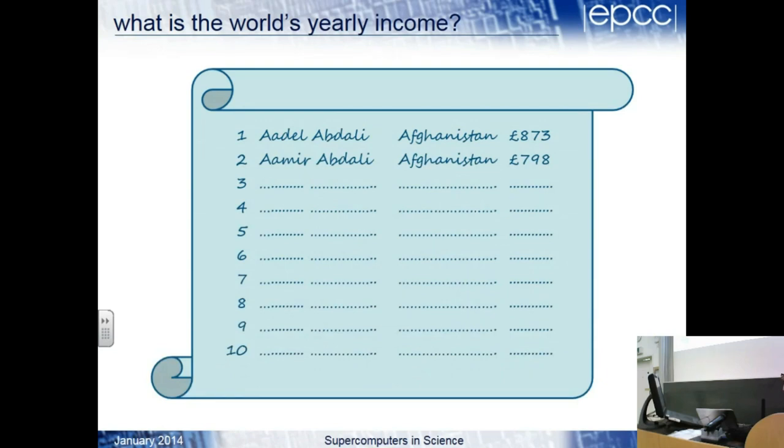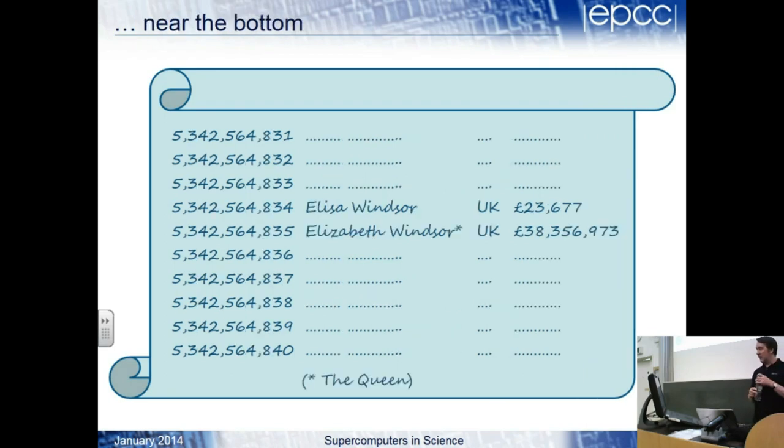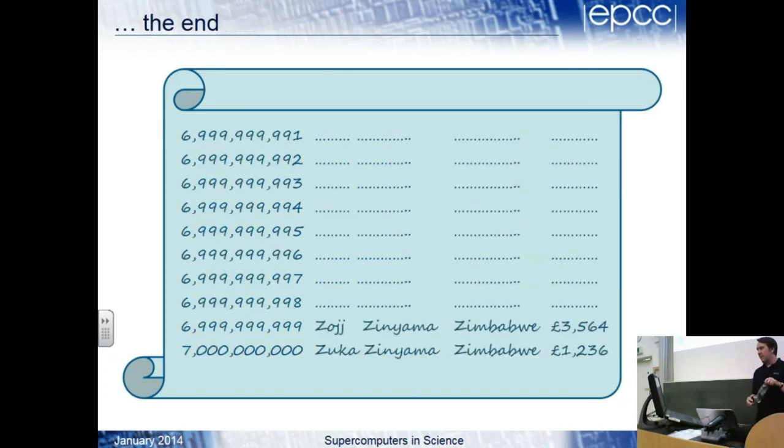There's a couple of brothers who run a car repair business in Afghanistan, who don't earn very much, unfortunately, Adil and Ami Abdali. Then we carry on. I'm on the list there, if we go down to the 5 billionth person. My salary doesn't seem to be legible, but anyway, I'm on the list. And then we carry on. We can see other people you might recognize, like the Queen, who earned £38 million a few years ago. And we get round to the 7 billionth person at the end, a couple of people, Zodge and Zuka Zinyama from Zimbabwe, who earn £3,000.